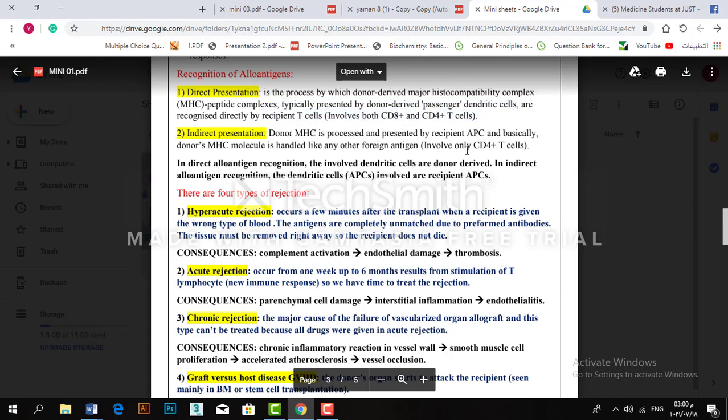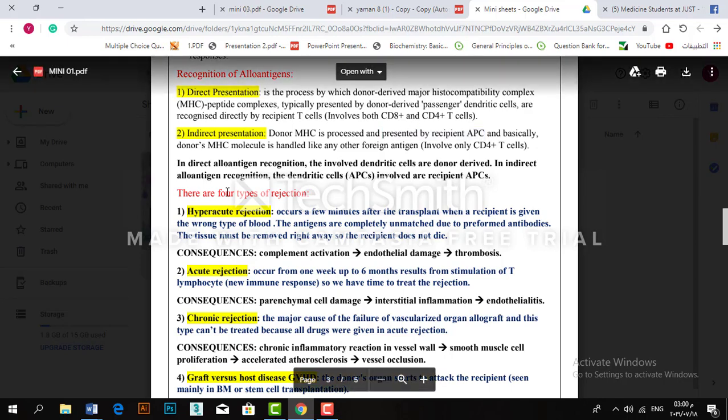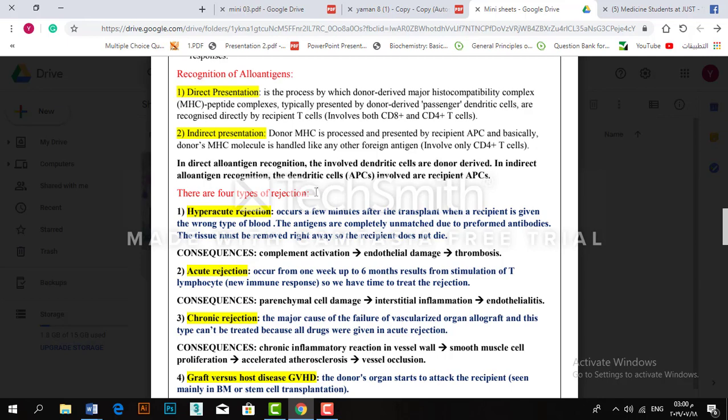Let's see the indirect presentation. Donor MHC too is processed and presented by, see the difference here, a recipient antigen presenting cell. So what is the difference between direct presentation and indirect presentation? Both of them involve donor-derived MHC complex, but they are different in the antigen presenting cells. In direct presentation, the antigen presenting cells are the donor antigen presenting cells, but in indirect they are the recipient antigen presenting cells.